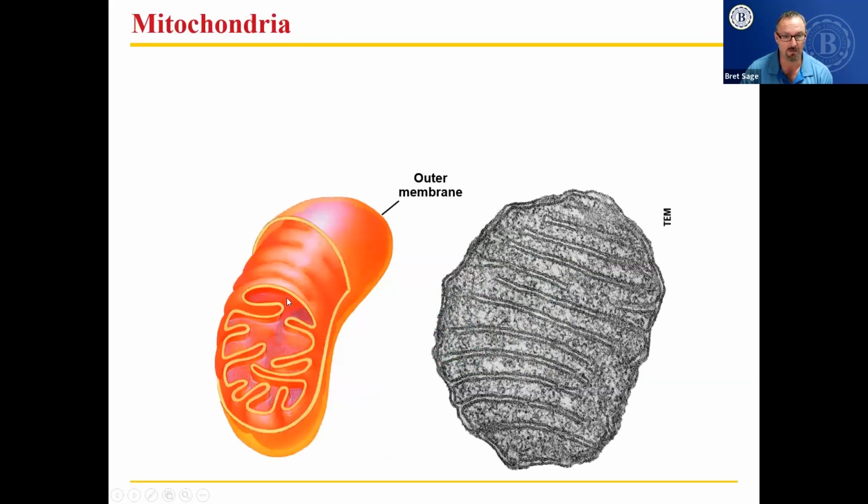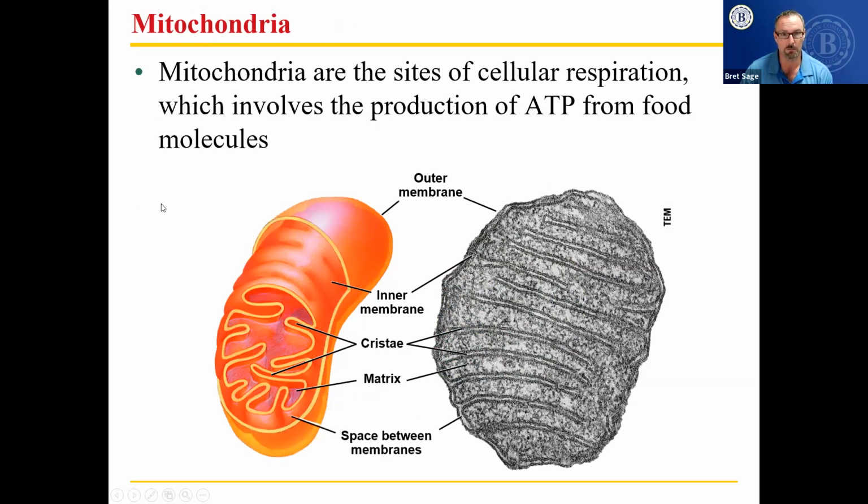Here's a picture of mitochondria. It shows something similar to the chloroplast, but instead of these discs, it shows these infoldings. And these infoldings are going to be really important in an upcoming chapter as we talk about cellular respiration.